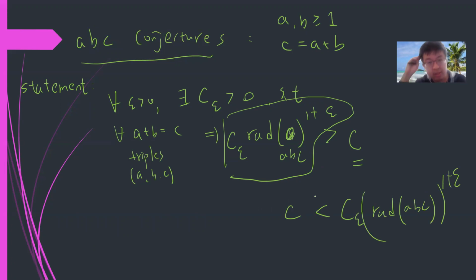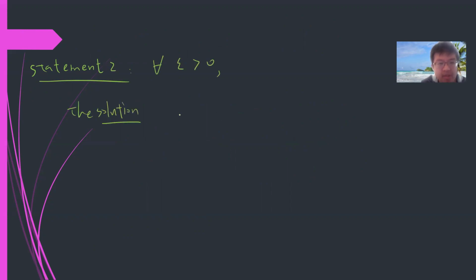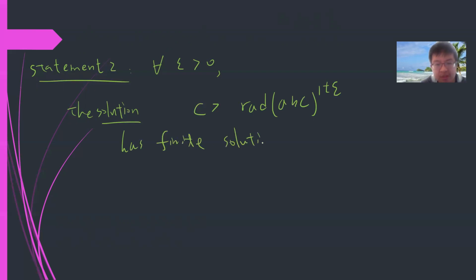This statement has an equivalent version, which is statement 2. Statement 2 says that for every epsilon greater than 0, the solutions such that C is greater than the radical of ABC to the power 1 plus epsilon are finite in number. So it means you can only find finitely many solutions.